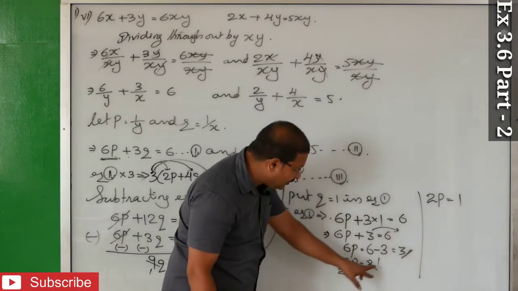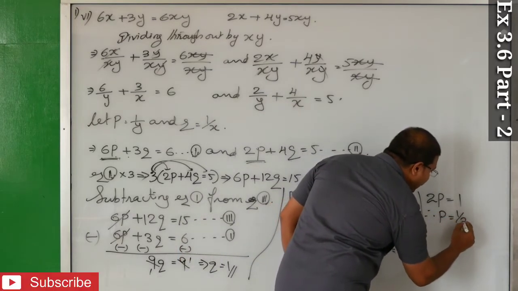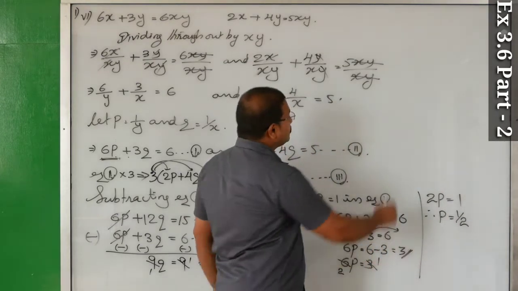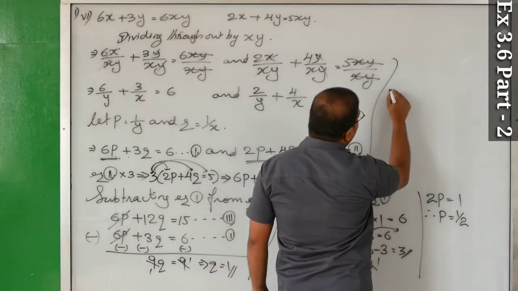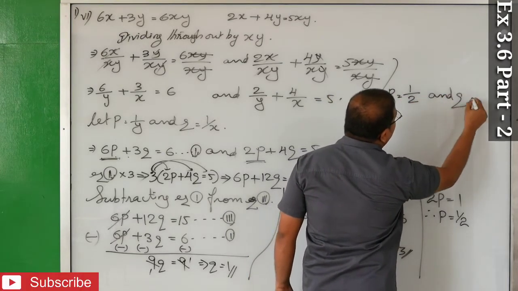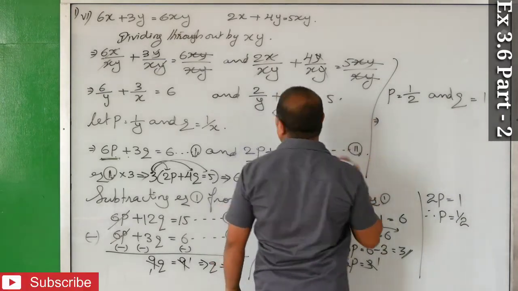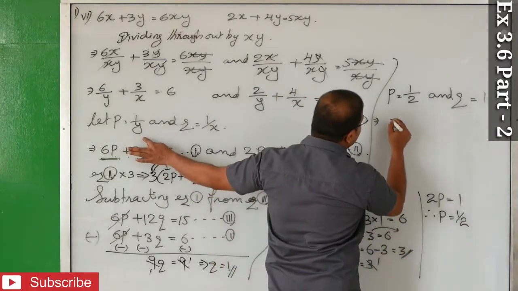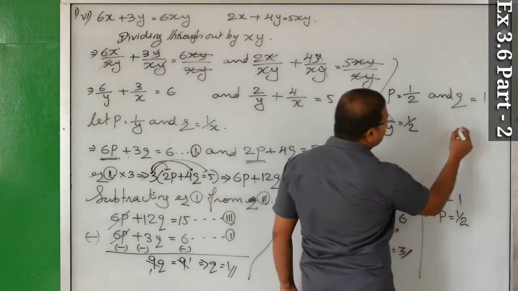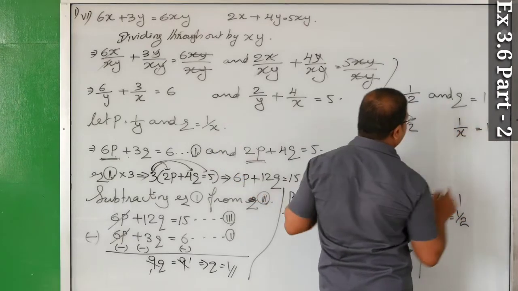See, 2p equals 1. Therefore, p equals 1 by 2, because 2 is multiplying, goes next side will divide, isn't it? So we got p equals 1 by 2 and q equals 1. This implies, what is the value of p? p is 1 by y equals 1 by 2. And what is the value of q? q is 1 by x equals 1.